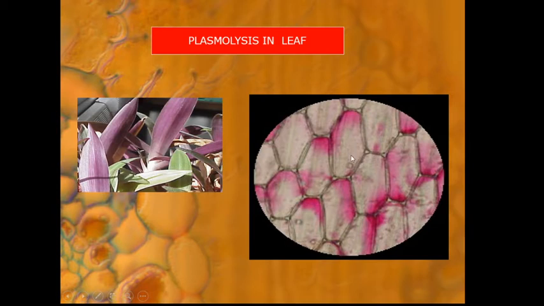Which type of solution is that? Sugar solution or salt solution you make and keep. Hypertonic. It is a hypertonic solution. That's good. That is called hypertonic solution.